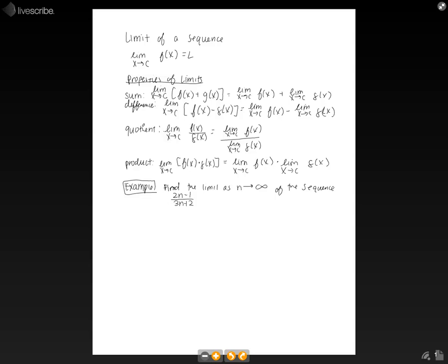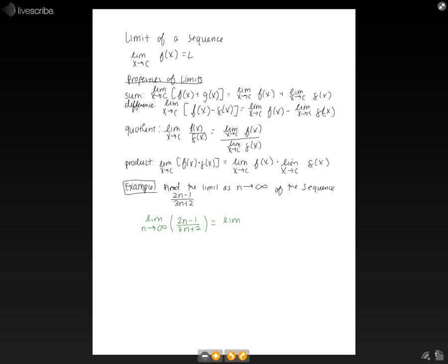So this example says find the limit as n approaches infinity of the sequence (2n minus 1) over (3n plus 2). So this would be written as the limit as n approaches infinity of (2n minus 1) over (3n plus 2). So first, start by dividing everything by n.